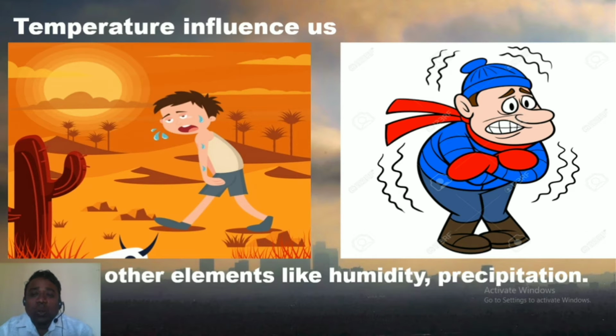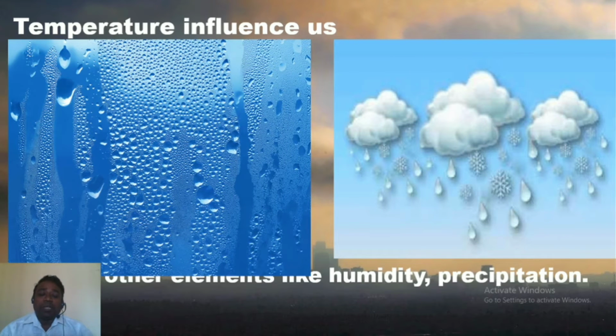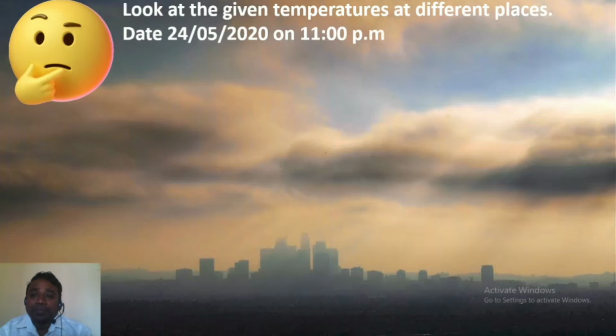And it also affects other elements like humidity and precipitation. If temperature increases, the humidity will decrease, and if temperature decreases, the precipitation in the form of water will decrease. So at normal temperature, the precipitation in the form of water will be there, rain will be there. But if temperature falls to 0 degrees Celsius, the precipitation will change.